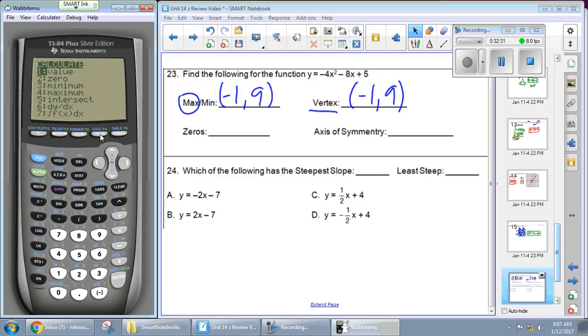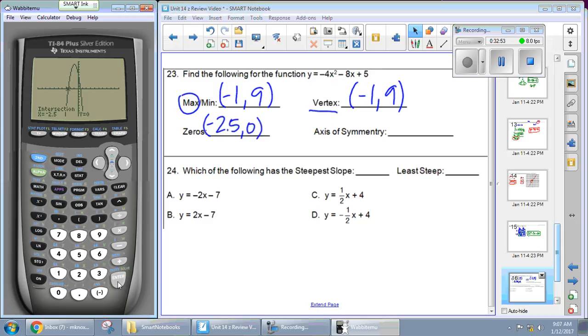So second trace, we're going to come down to number 5 to find the intersection. Let's do the negative side first. So we're trying to get as close to the x-axis as we can and press enter 3 times. So my first 0 is negative 2.50.